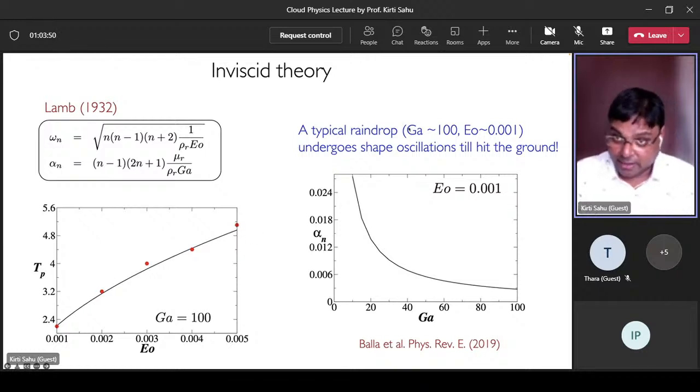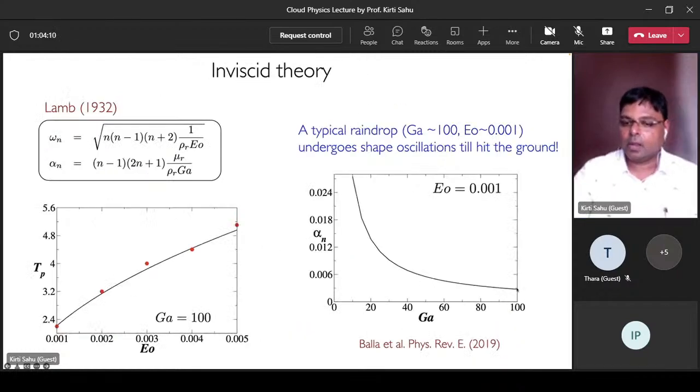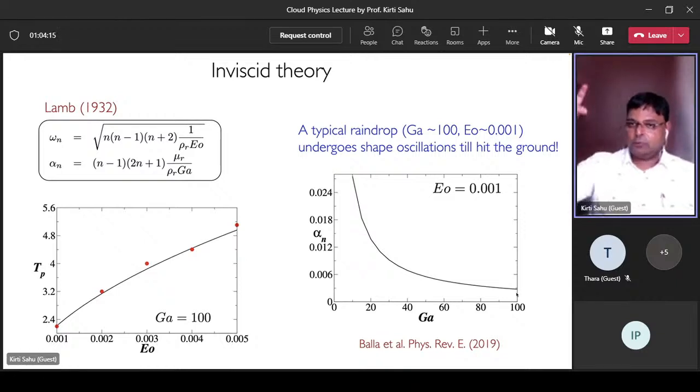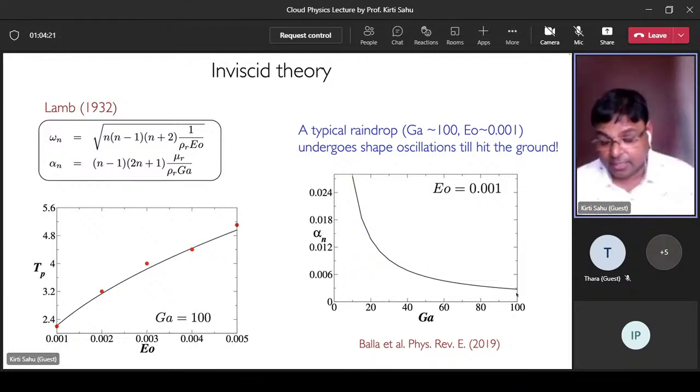Now for typical raindrops, let's say Galilei number 100 and Ohnesorge number 10 to the power minus 3, we have plotted the decay rate versus Galilei number. You can see that as you increase the Galilei number, the shape oscillation decay decreases, and when it reaches 100, it's almost negligible. This indicates that if a raindrop falls from a non-spherical shape, it will continue to oscillate till it hits the ground. Now these oscillations have a huge consequence.